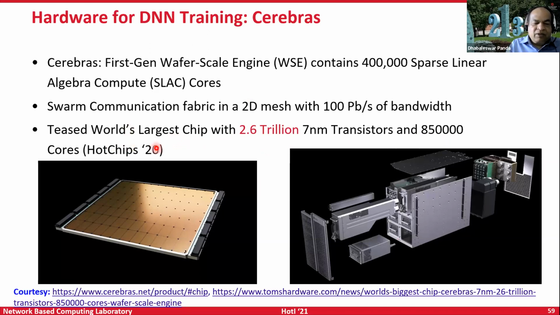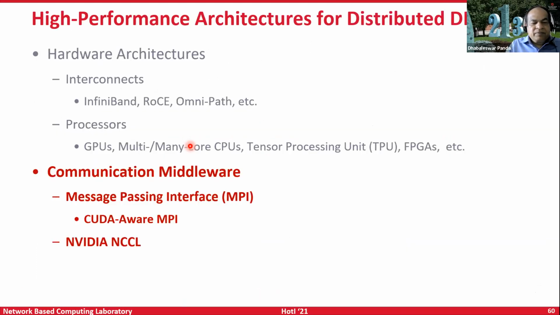This was announced last year at Hot Chips 20. This will be the next generation systems which are also being deployed to really accelerate this DNN training. So a lot of new things are coming. I'm just trying to include some representative ones. If your favorite hardware or software is not included here, please forgive me, because we don't have time to go over all of them, but I just want to give a flavor of what the issues are and what people are working on.